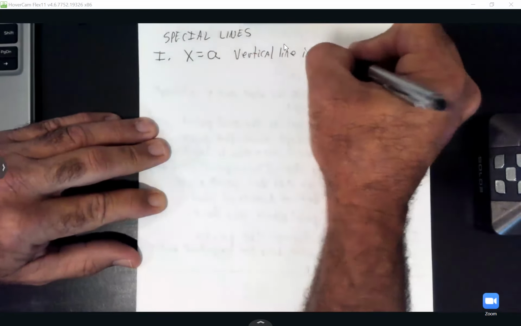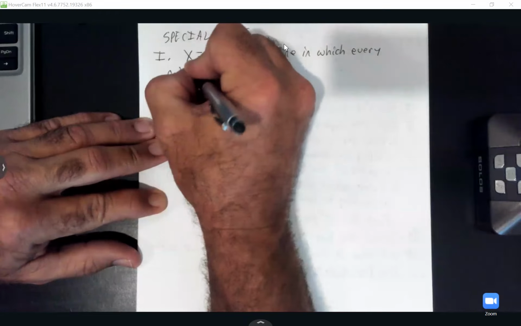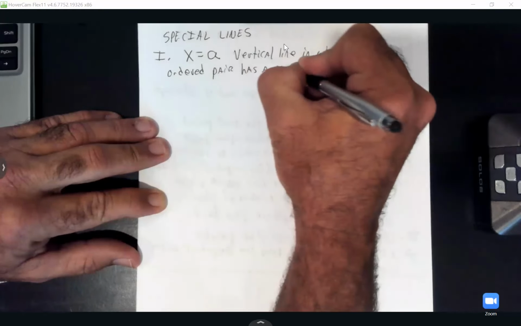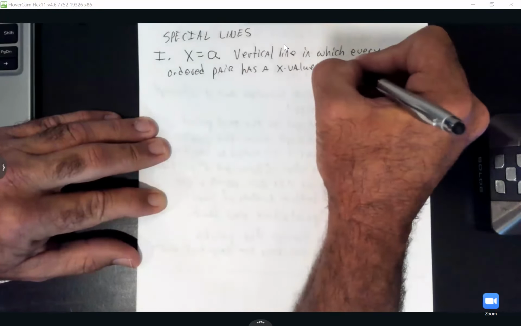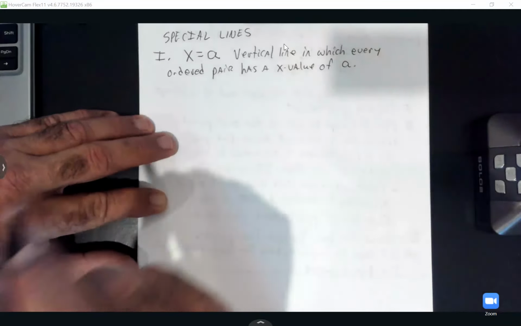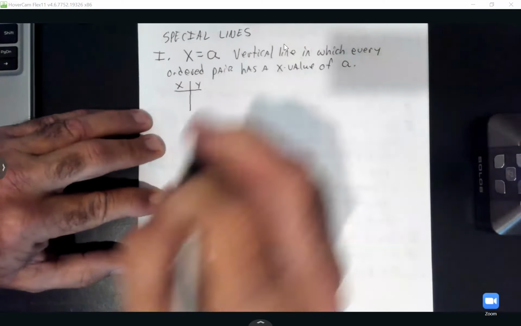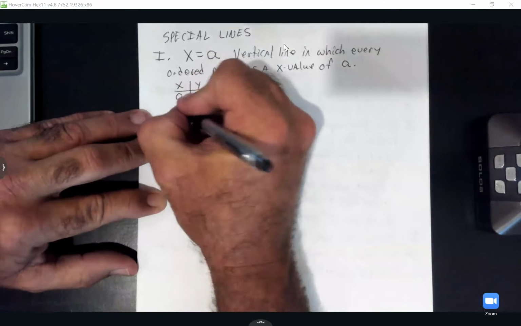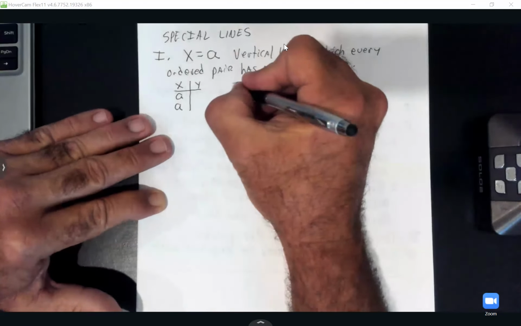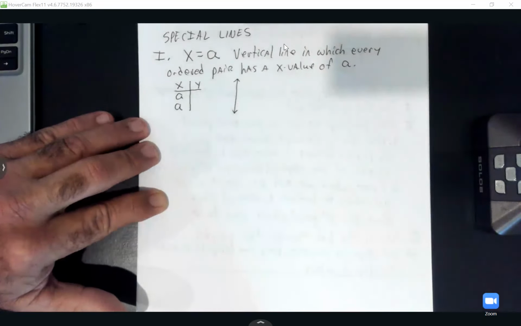in which every ordered pair has an x value of A. Whatever that number is, that means every one of my ordered pairs is going to have that x value. So for your table, your x and y table, both points for the x will be an A, or whatever that number is. So when you plot that, that's going to give us a vertical line.